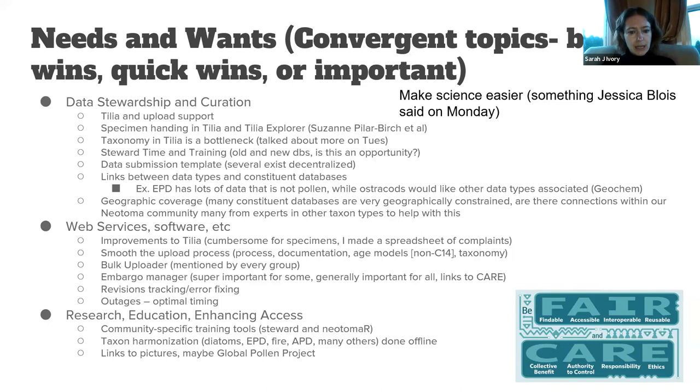And then we've talked a lot about taxon harmonization. A lot of groups mentioned this specifically: the Diatom group, the EPD group, the Paleo Fire group, and APD, among others, that have taxon harmonizations or are developing them, but they're largely done offline. I felt this way too with the APD; I'm always proselytizing the good word of taxon harmonization and where it is, but people seem not to know much about it because it's kind of hidden away on another website. And a lot of people mentioned, specifically for pollen, links to pictures. So maybe there's an opportunity there to work with the Global Pollen Project.